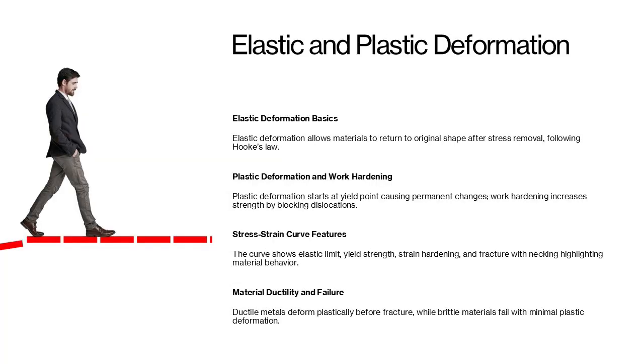Elastic deformation occurs when a material returns to its original shape after the removal of stress, following Hooke's law, where stress is proportional to strain. Plastic deformation begins at the yield point, where permanent changes occur due to dislocation movement. Work hardening during plastic deformation increases strength by creating obstacles to dislocation motion.